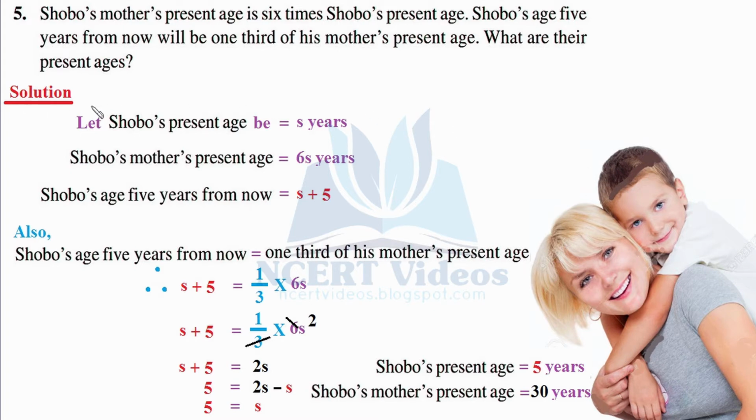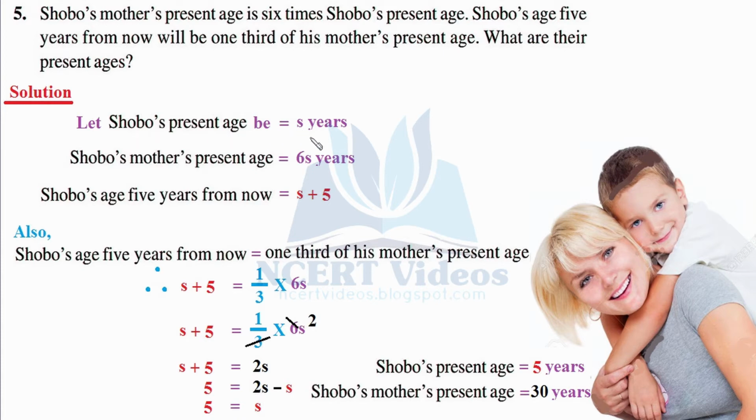So we wrote solution. We read the first statement. Shobo's mother's present age is 6 times Shobo's present age. This statement is simple. Here it says that mother's current age is 6 times child's current age. It means mother's age is given in terms of child's age. So it is a better practice to take our variable as child's age. So we took the same. We wrote, let Shobo's present age be S years. S because it represents Shobo's age, so small letter of his name.